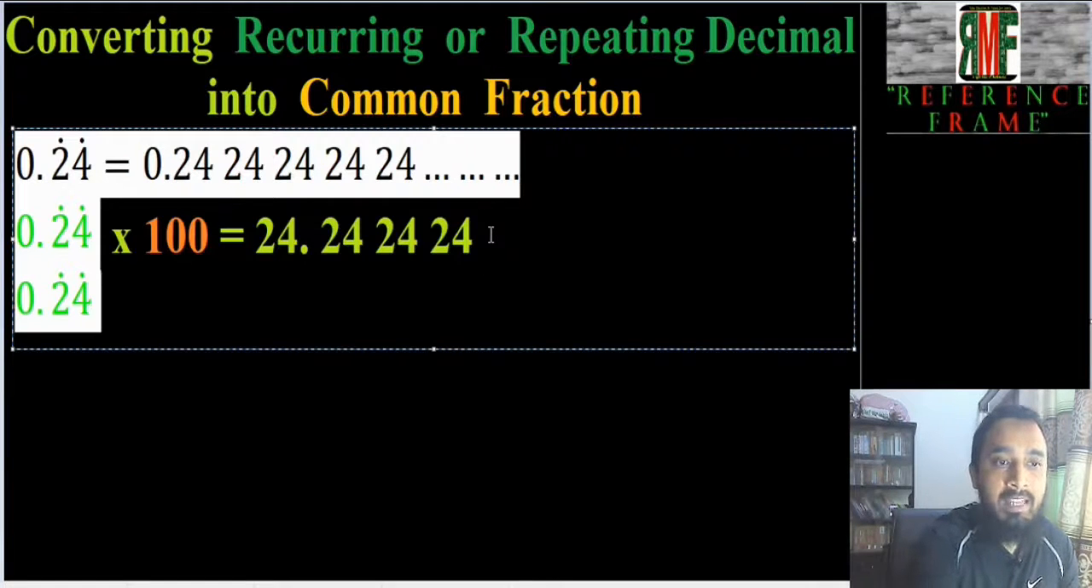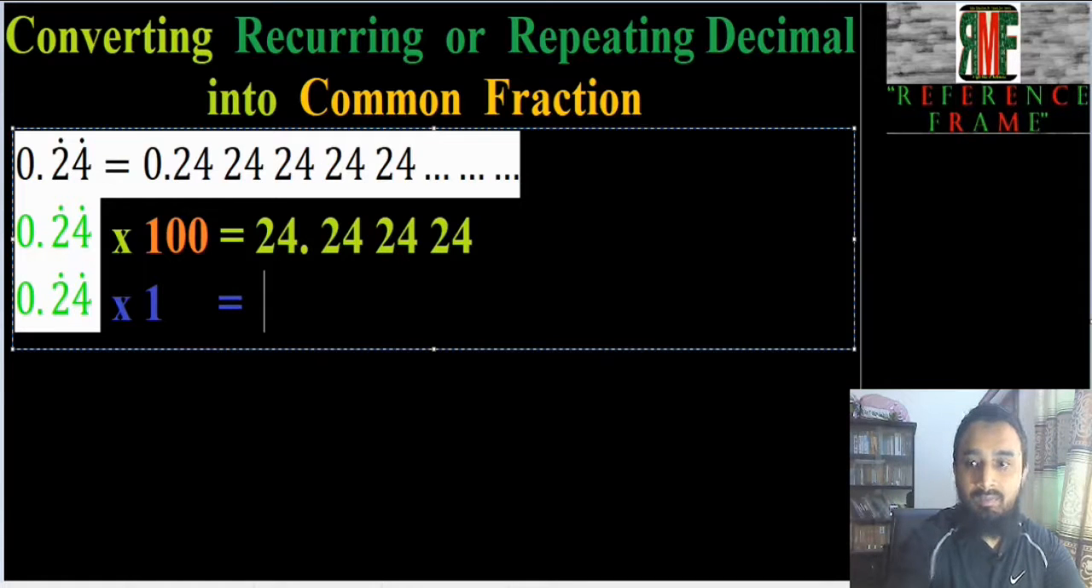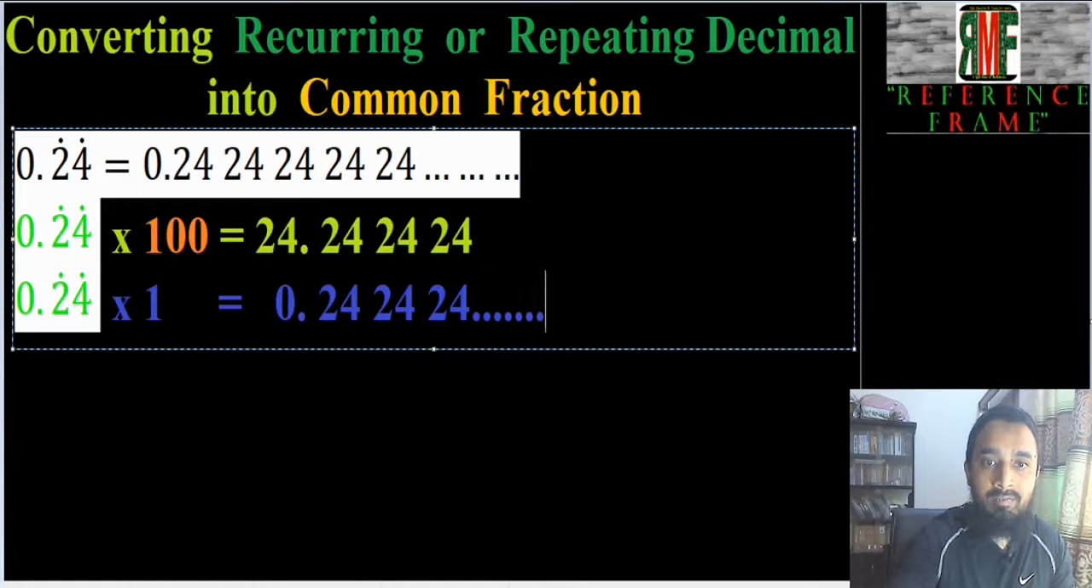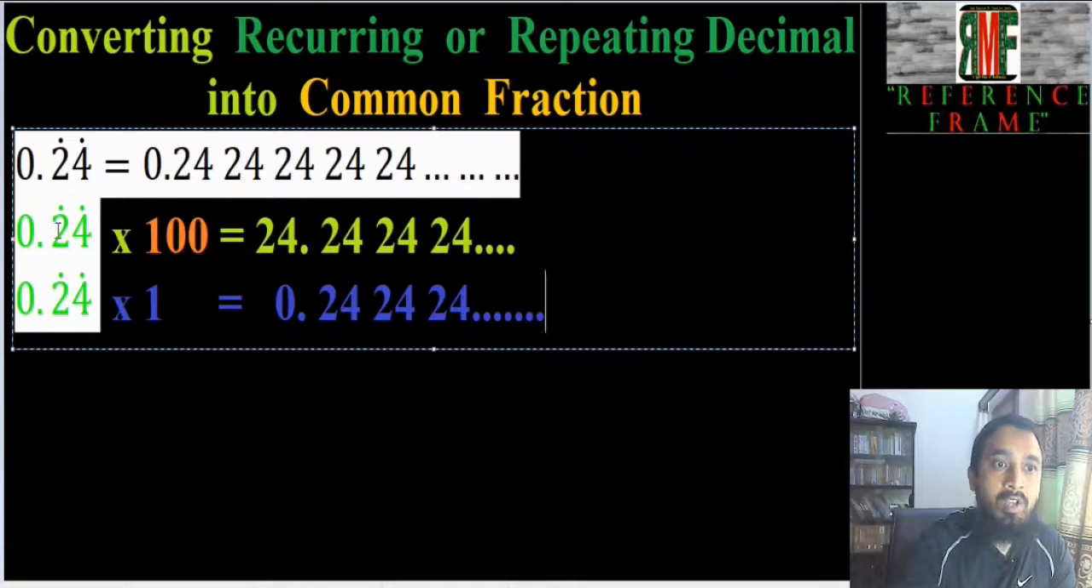Then we multiply the same thing by 1, and we get a result. What are we going to have? Look, 0.242424, and they are continuing. Okay, so again I am repeating, there are 2 repeated digits after the decimal point.